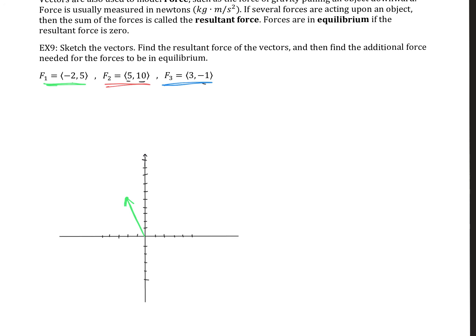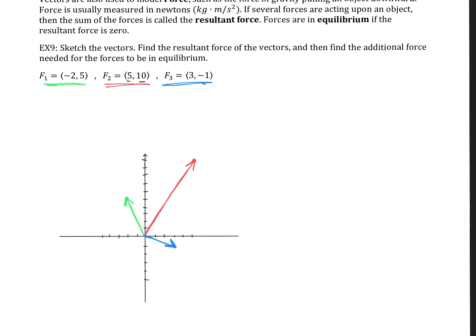And then let's go ahead and take a look at F2. So +5, +10. 1, 2, 3, 4, 5, +10. There we go. And then F3, the blue value is going to be +3, -1. Okay, all of these are centered at 0, because we weren't told otherwise. Okay, so now what do we need to do?